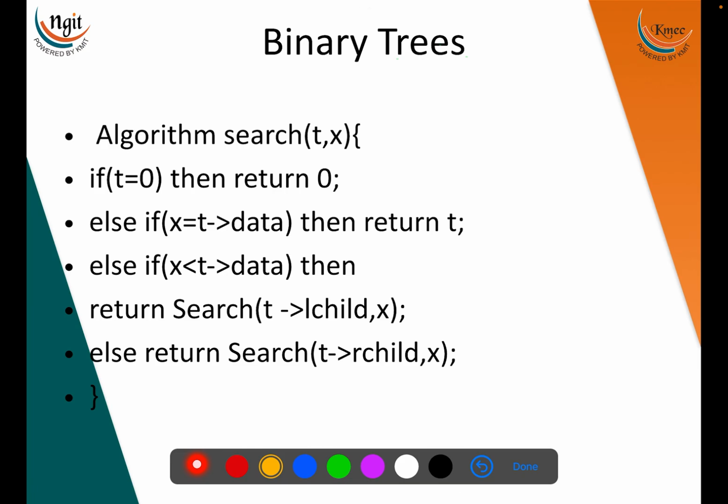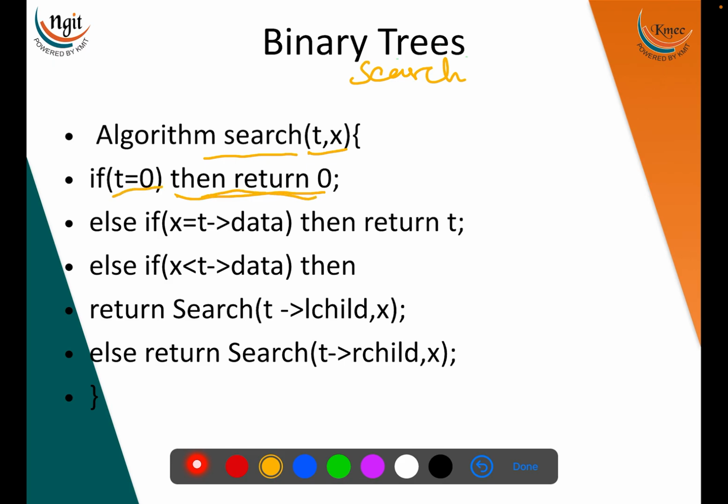Before we see an example, let's understand the algorithm of the binary search tree. Algorithm search, binary search tree. Now, t comma x we wrote. Okay. Now, these are what? Two parameters. If t is equal to 0, then return 0. What is this t? Our target element, what you want to search. X is what? The array of elements. Okay. Now, if t is equal to 0, then return 0.